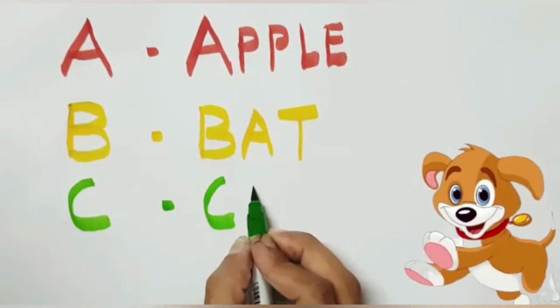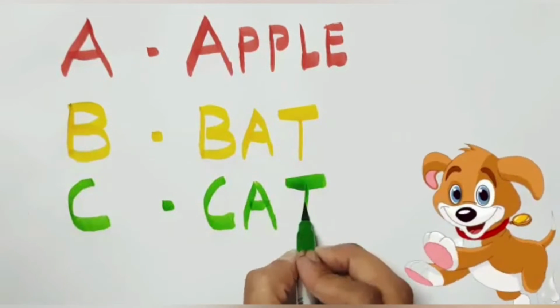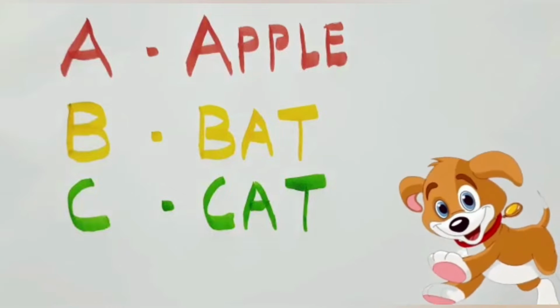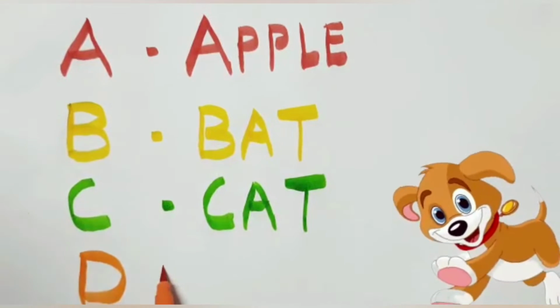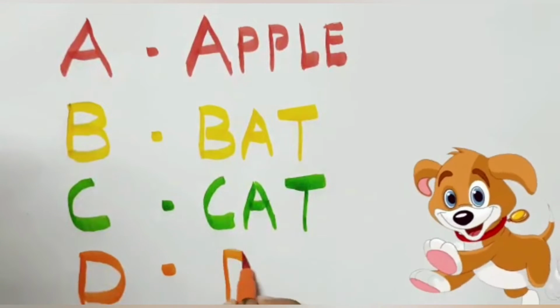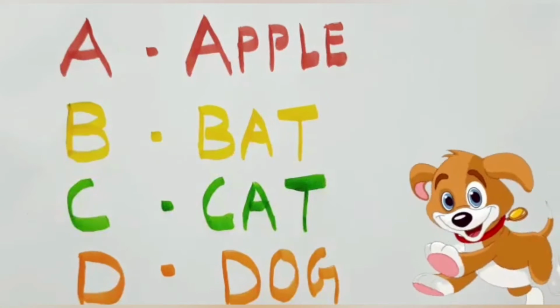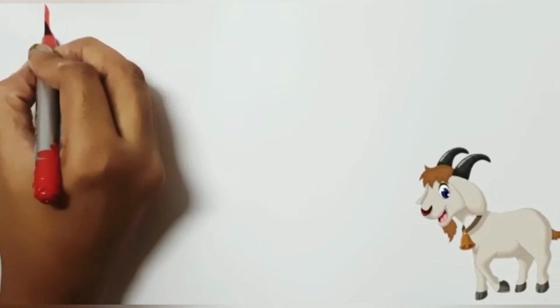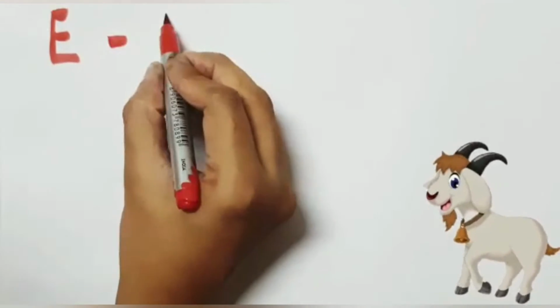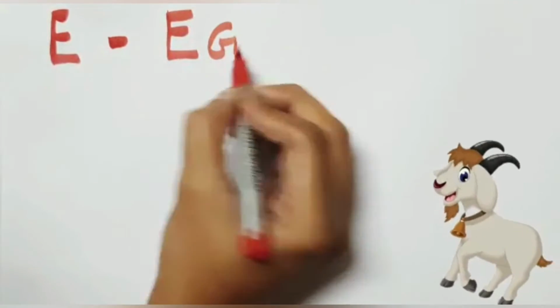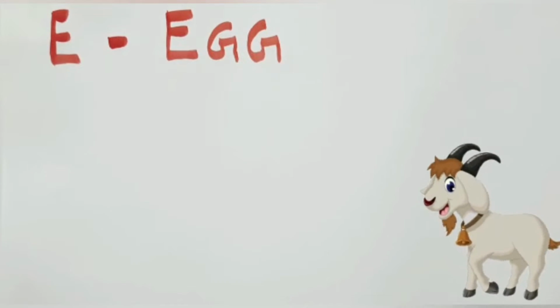C. C for cat. Can you spell it? C A T. Cat. D. D for dog. D O G. Dog. E. E for egg. E G G. Egg.